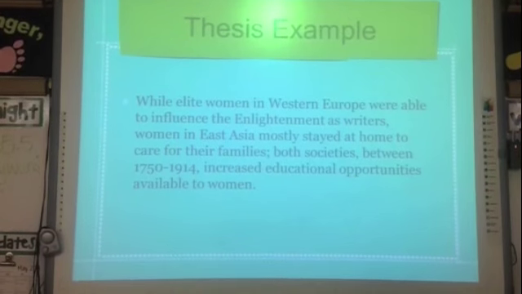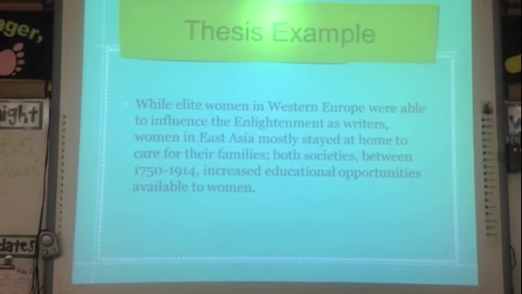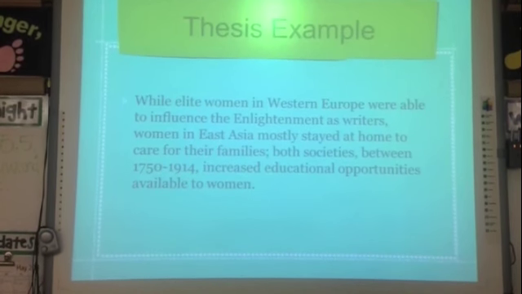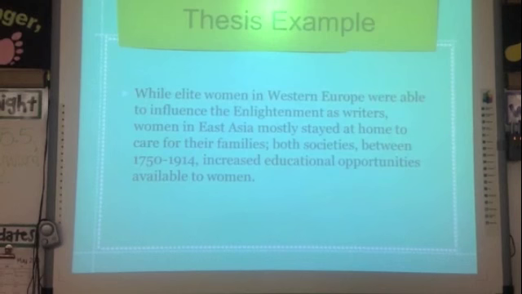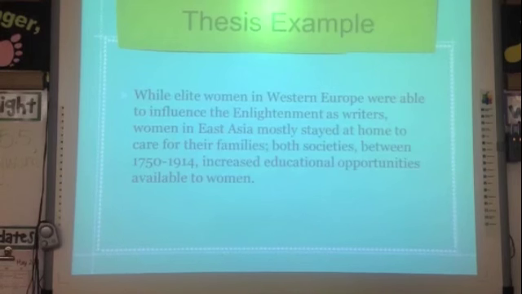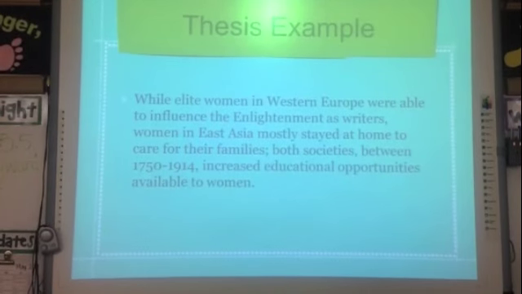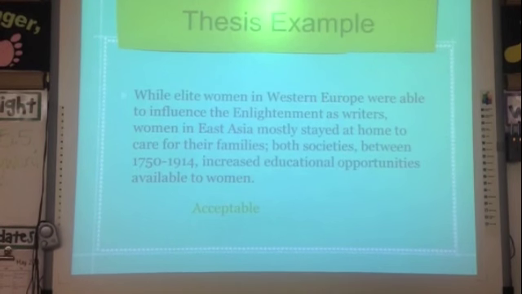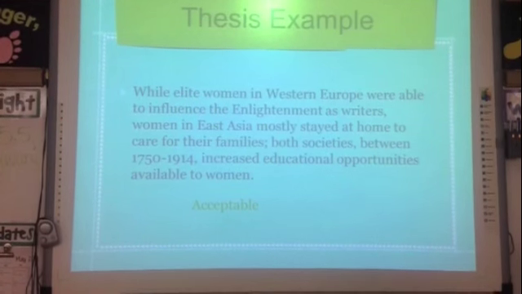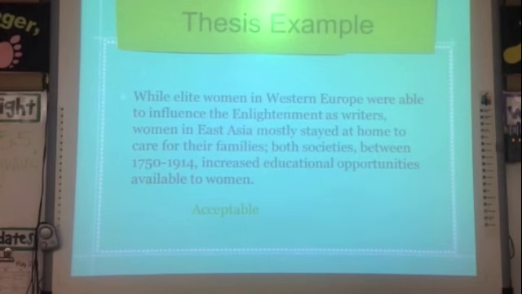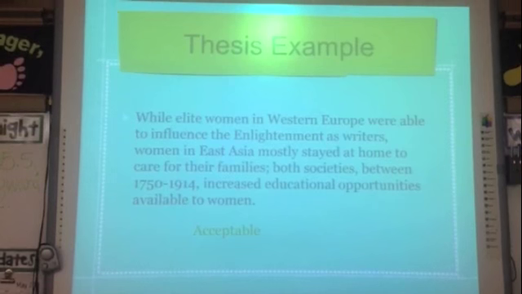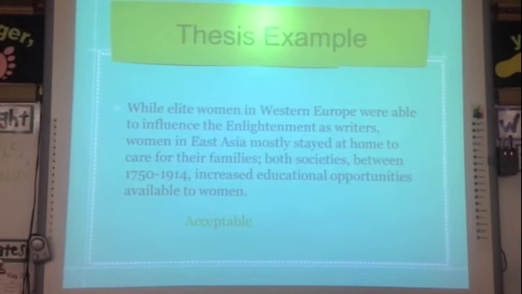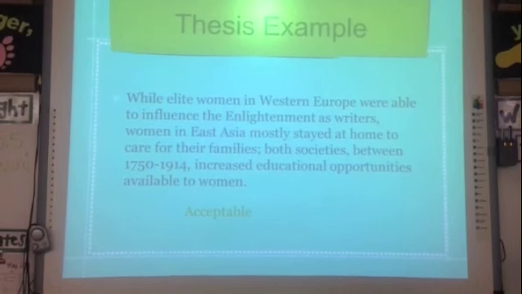So this is another example of a thesis, and it says, while elite women in Western Europe were able to influence the Enlightenment as writers, women in East Asia mostly stayed at home to care for their families. In both societies, between 1750 and 1914, increased educational opportunities available to women. This thesis is acceptable. It includes the timeline that is specified, and it also involves this word right here, while, which is considered a complex word. Complex words help make your thesis better and more interesting. And also it's acceptable because it involves 2 differences and a similarity.